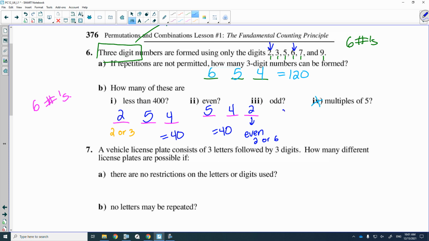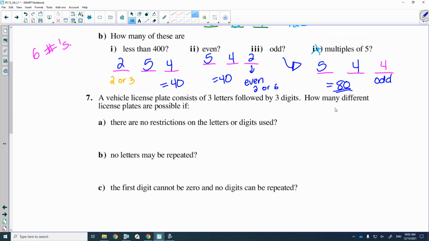Okay, let's do this last one, which is odd. How many odd three-digit numbers can you make based on only those six numbers? So if it's odd, the last digit determines even or odd. If I look at my numbers, I need to figure out which ones of those are odd. So a 3 could go there, a 5, a 7, or a 9. There are four choices of numbers that can go there. That's the only restriction. Once I place a number to make it odd, I've got five numbers to choose from to go there, and then four numbers to choose from to go there. That's going to give you 80 different odd numbers you could make based on those numbers.